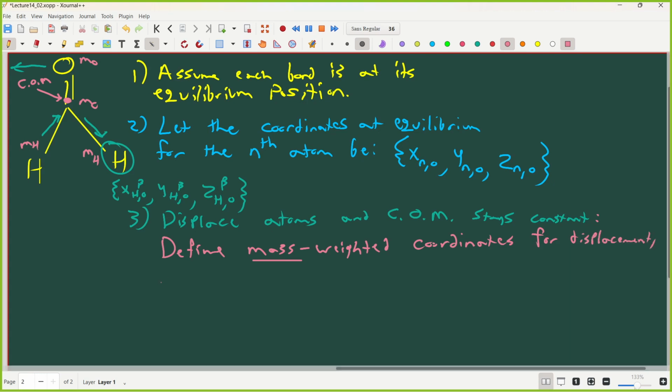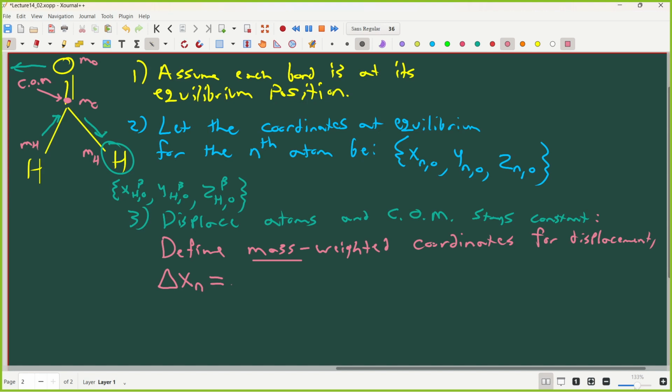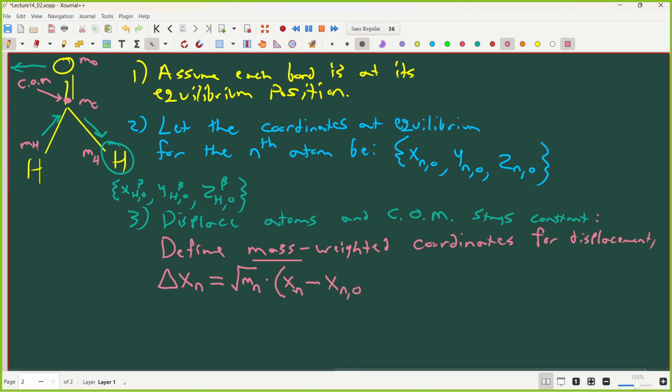Okay, and so we'll call the coordinates of displacement delta x sub n, which is the square root of the mass of the atom that's moving times the displacement coordinate, which is x sub n minus x sub n sub 0.